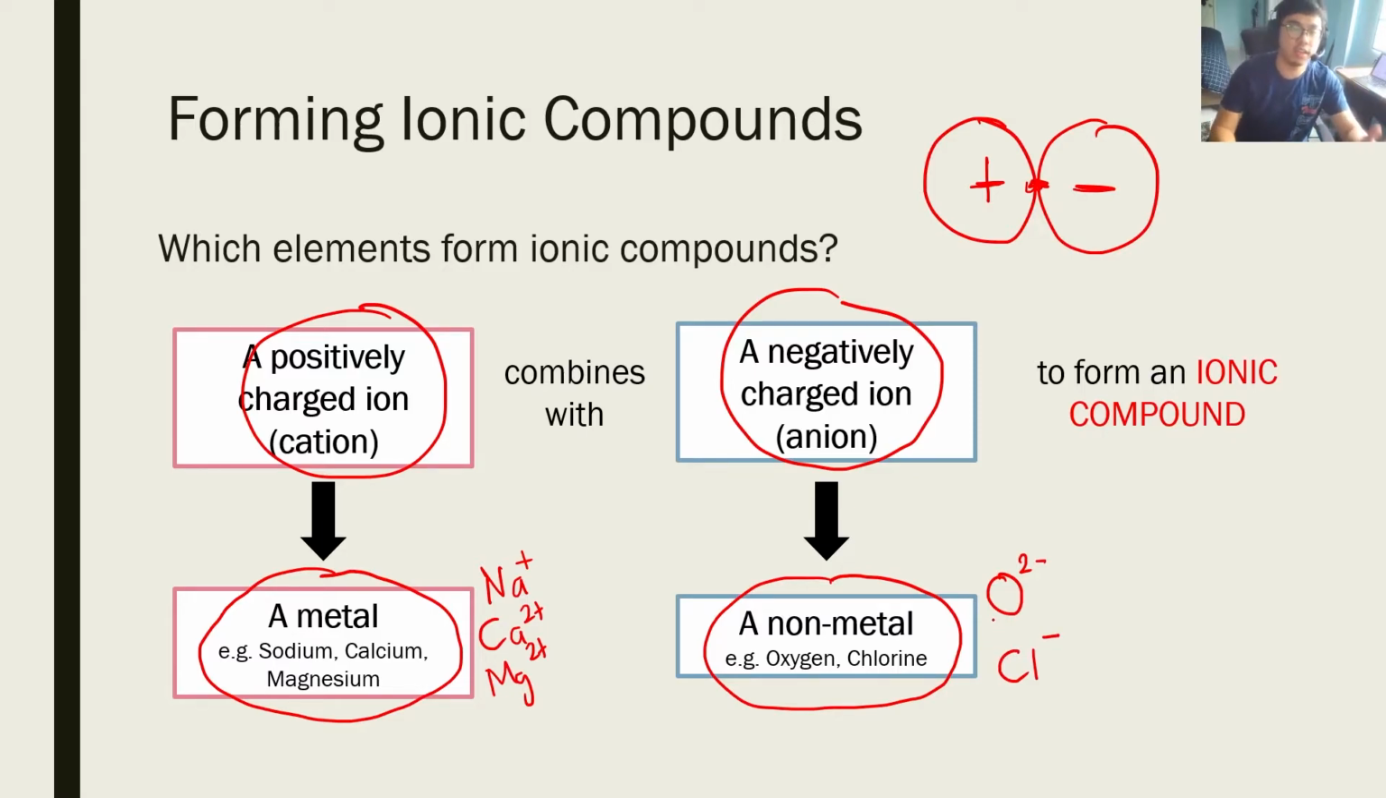Okay, so ionic compound is basically a metal joined together with a non-metal. So usually a metal and a non-metal will form an ionic compound.